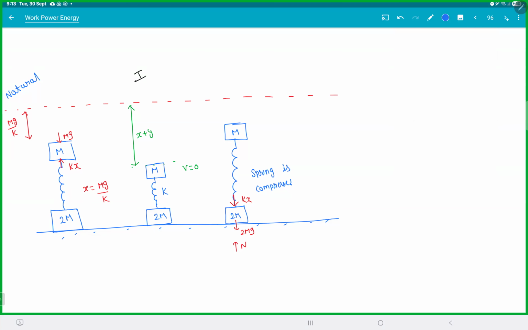So the lower block is being pushed down. So the lower block does not lift off when the spring is compressed. If it wants to lift off, someone should pull it up, not push it down. So the lower block does not lift off when the spring is compressed because the spring will keep pushing you down. Weight is also pushing down. Who is pulling you up when the spring is compressed?